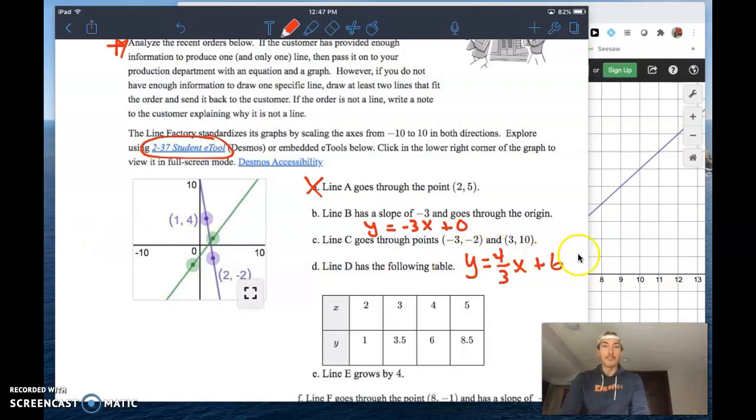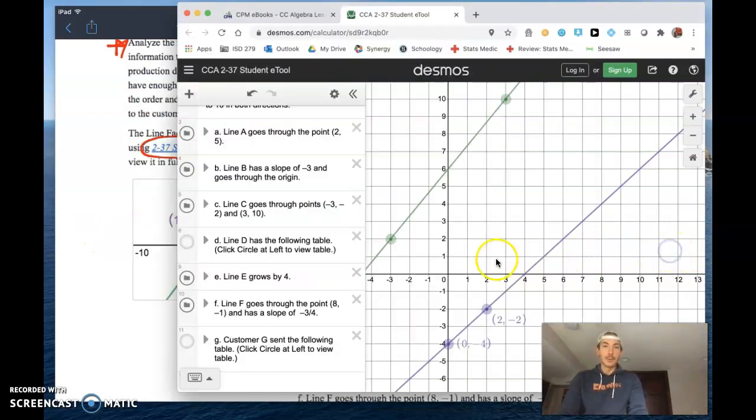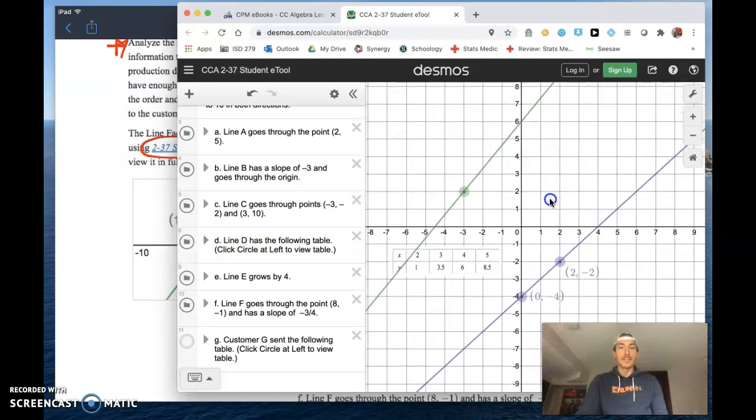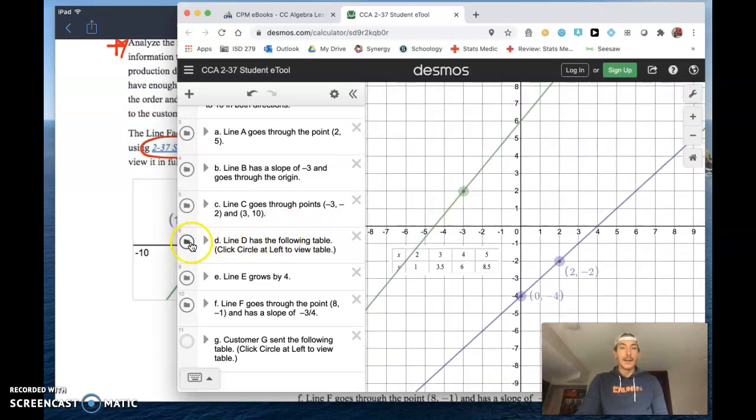I'm going to keep moving here, folks, as we go into D. I'm just going to show you this, and then I'm going to let you explore the other ones on your own. Line D has the following table. This is kind of neat, all right? Something we get to do with Desmos, we're able to do this with the wonders of technology. I can click here to turn that table on and off, okay?